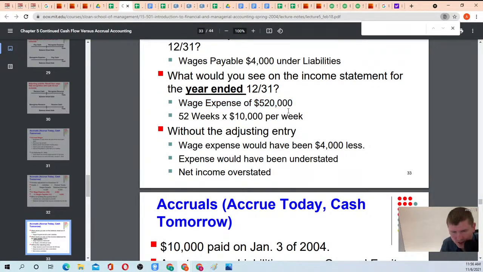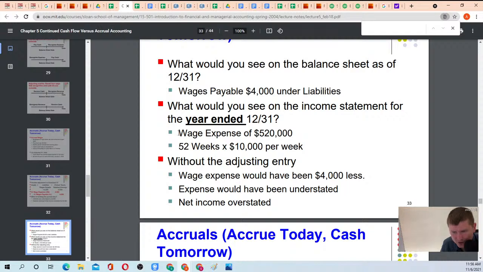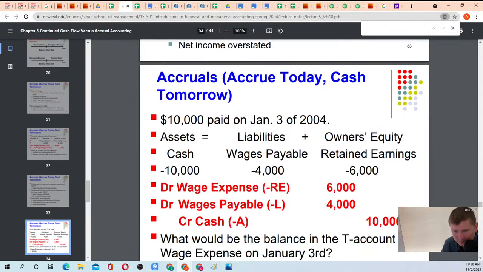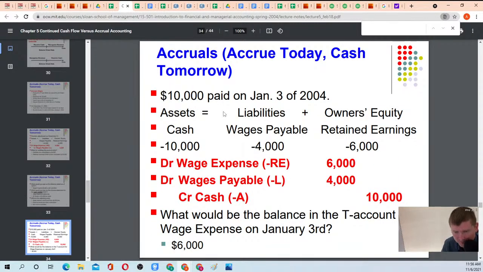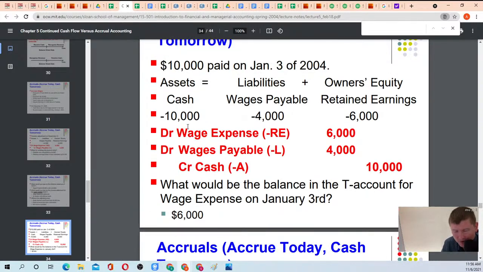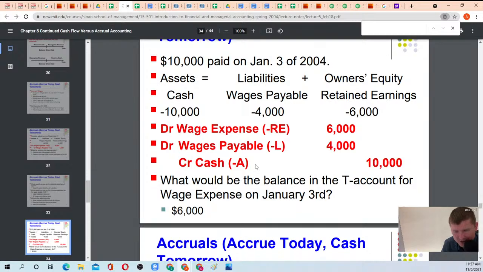And if we talk about annual financials, the correct way, so if we have 10,000 per week and we have 52 weeks, the correct amount for the wage expenses for the year will be 520,000. And that should include that 4,000 accrual for the unpaid wages. And here, when we pay the rest, we just recognize the rest of the expense.